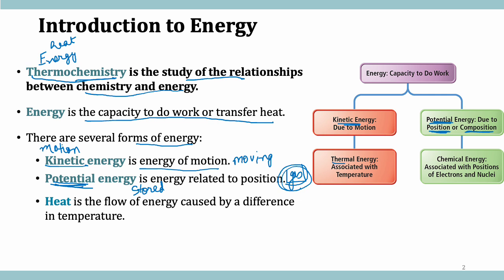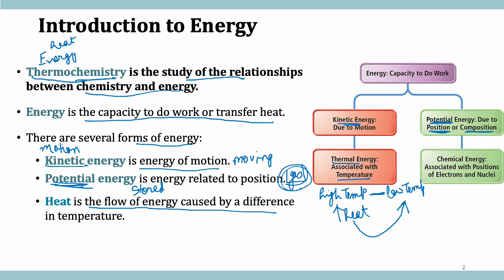For example, there's something called thermal energy, the energy which is associated with temperature. Objects at high temperature would have high thermal energy, or high heat, and objects that have low temperature would have low energy. When a high temperature object comes in contact with a low temperature object, heat is transferred from the high to the low temperature until they both reach the same temperature, and that is called thermal equilibrium. So heat is a flow of energy caused by a difference in temperature.